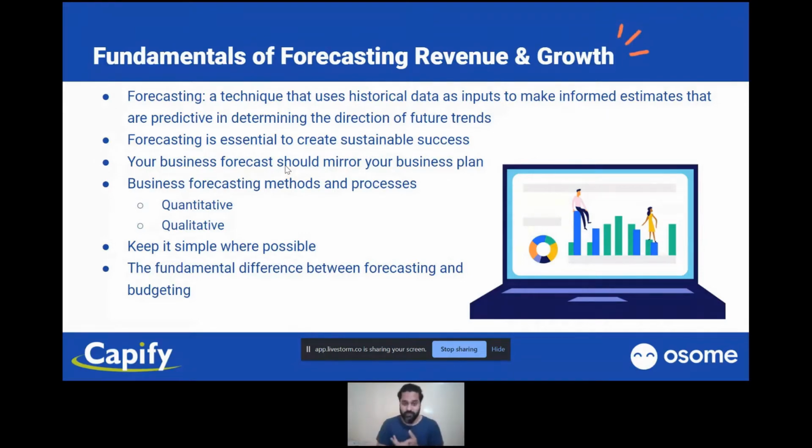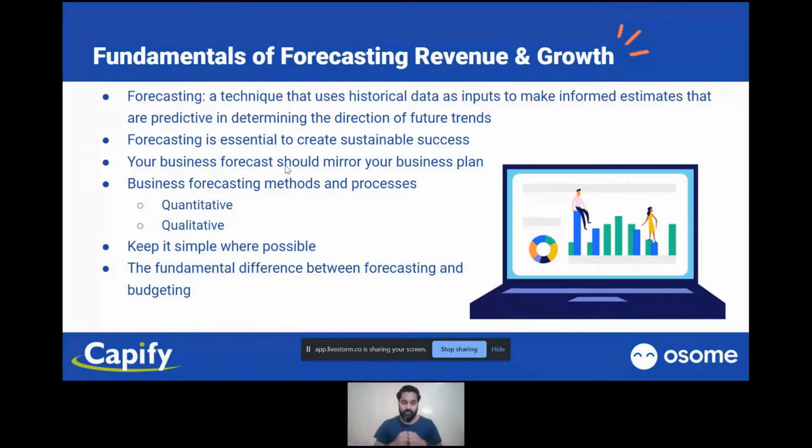And it uses, as I said, historic data, trends, and understanding of the industry, and helps you combine all of that to tell you where you could go. So it's kind of predicting the future, but doing it in a way that is more accurate and more reliable. It helps you again sustain your business because it helps you control and keeps you focused on a direction that you need to be. But what it should do is mirror your business plan as well.